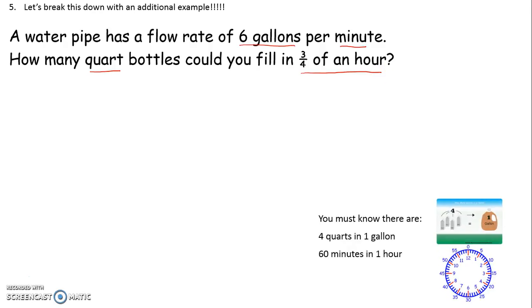So we need to know that there's 4 quarts in a gallon, because we need to talk about quarts instead of gallons, and we need to know that there's 60 minutes in an hour, because we need to talk about minutes instead of hours. So for the first item of business, let's convert our gallons into quarts.